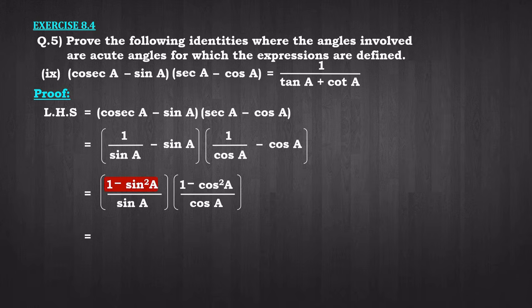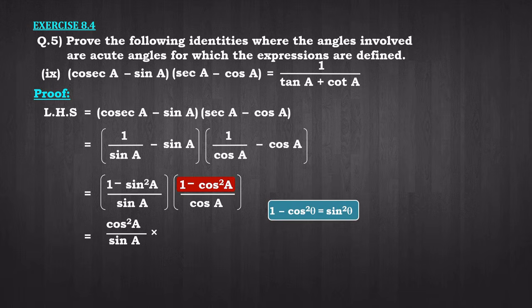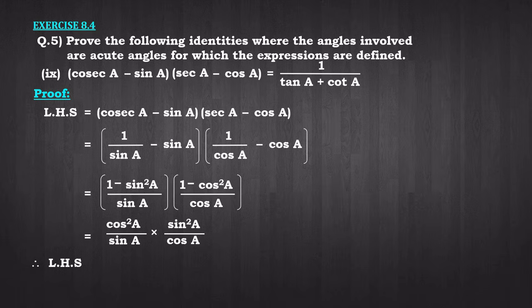Now use the identity. 1 minus sine squared theta is equal to cosine squared theta, and 1 minus cosine squared theta is equal to sine squared theta. So the expression becomes cosine squared A divided by sine A multiplied by sine squared A divided by cosine A. Cancel one common factor of cosine A and one common factor of sine A. We get cosine A multiplied by sine A. Therefore, the left-hand side is equal to cosine A multiplied by sine A.